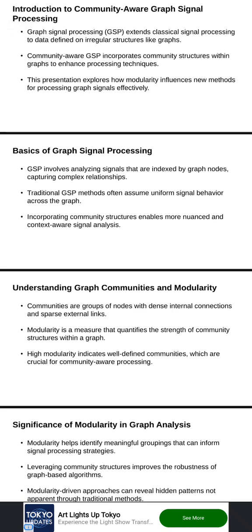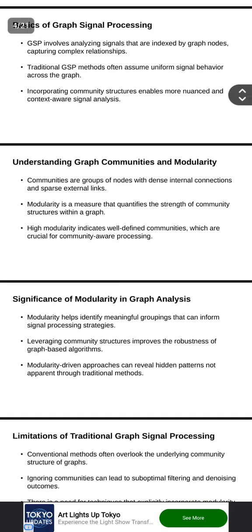Understanding graph communities and modularity. Communities are groups of nodes with dense internal connections and sparse external links. Modularity is a measure that quantifies the strength of community structures within a graph. High modularity indicates well defined communities, which are crucial for community aware processing.